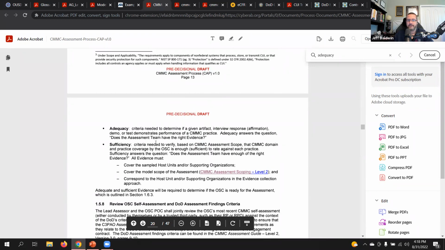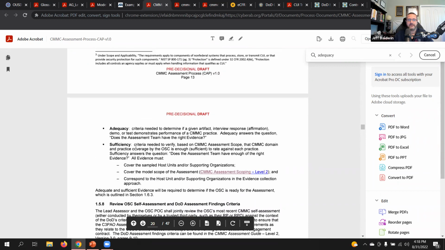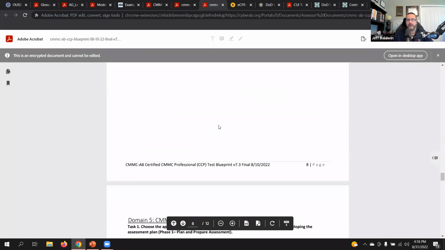Does it cover the sampling? Does it cover the scope? So that's actually in the CAP, some definitions for adequacy and sufficiency. It surprised me, it's not actually defined in the other source documents. Fun times. We'll move on now. So do I have the right evidence? Do I have enough of the right evidence?